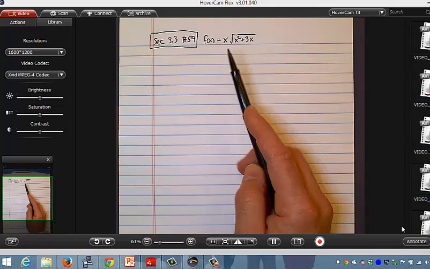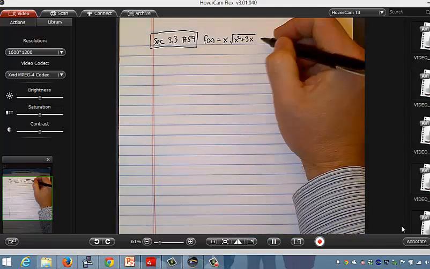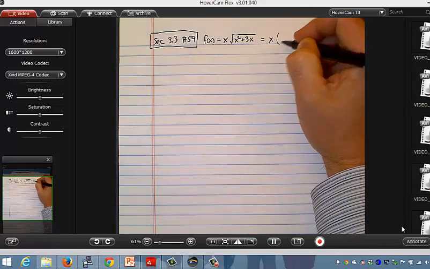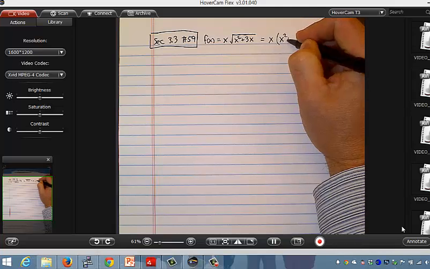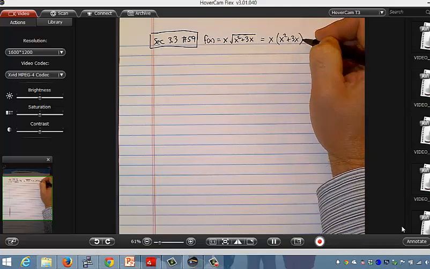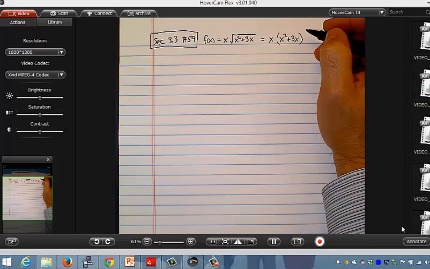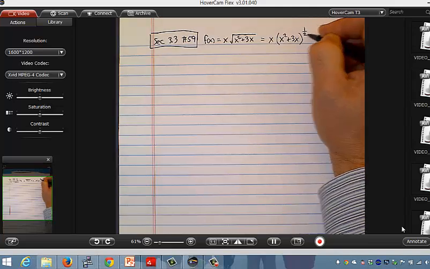One thing I would do is I would rewrite f of x. I would write it this way. X times, and I'm going to put this x squared plus 3x in parentheses and then do what to it? Raise it to the half. To the 1/2 power, that's right.